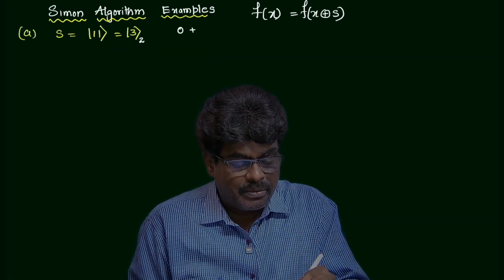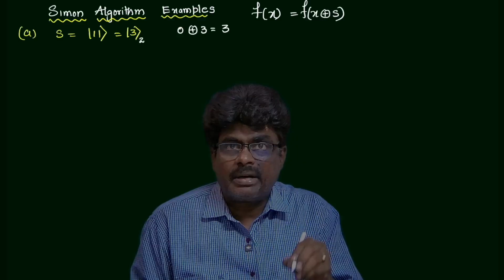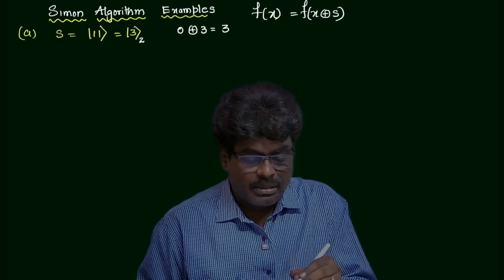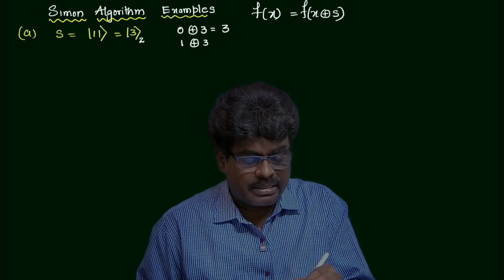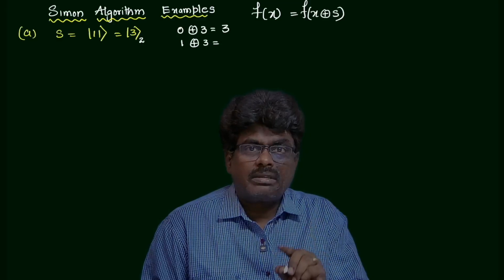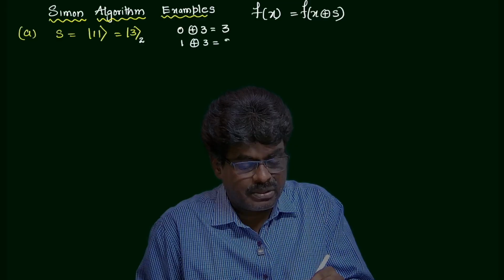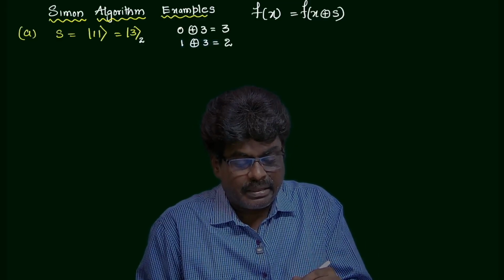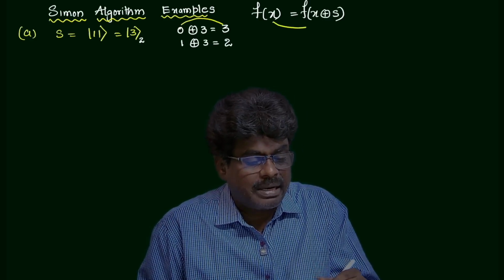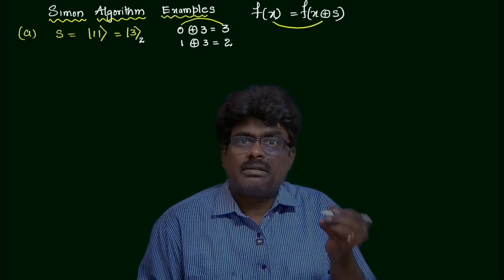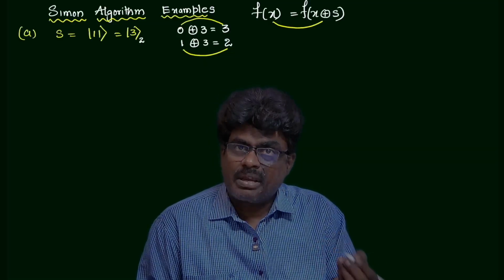So 0 XOR 3, there is nothing common, that's why 3. I have already explained this decimal state notation, so I request you please watch that earlier class. So 1 XOR 3: here 1 is common in both, so cancel 1 and take the remaining, that is 2. So what does it mean? 0 and 3 have the same output, where x and x XOR s have the same output. So 1 and 2 have the same output.